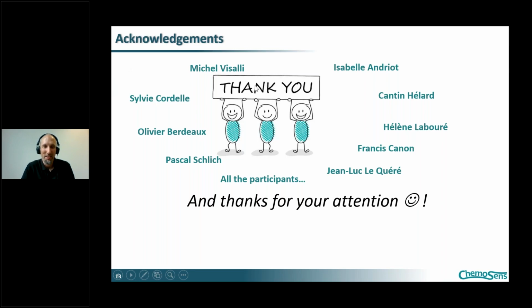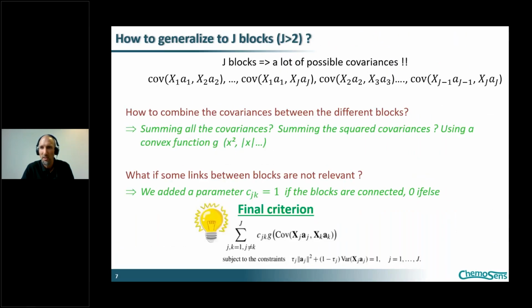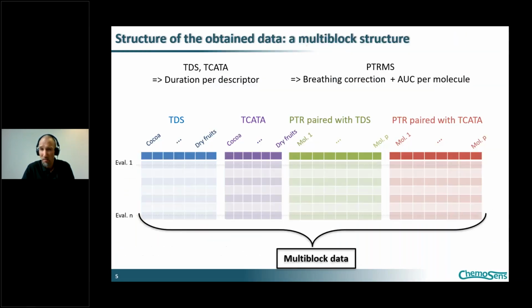Thanks a lot, Caroline. You showed us that you use the design matrix to define the relationships between the blocks, but I had the feeling that it was related to the observations only. Is it possible to do that with the variables? Because the TDS and the TCA-TA blocks involve the same attributes.